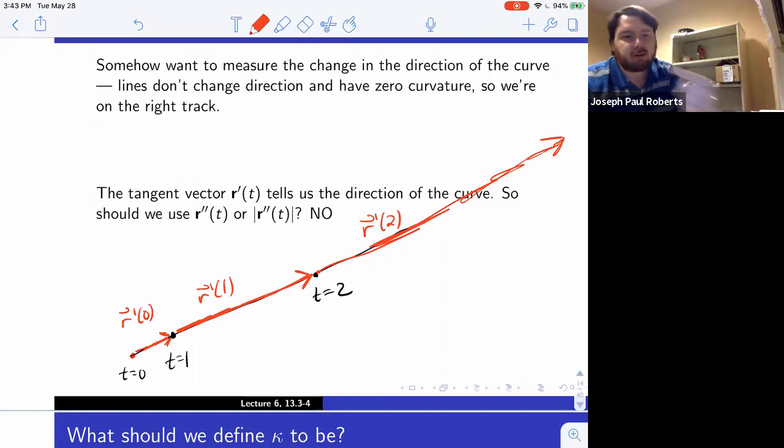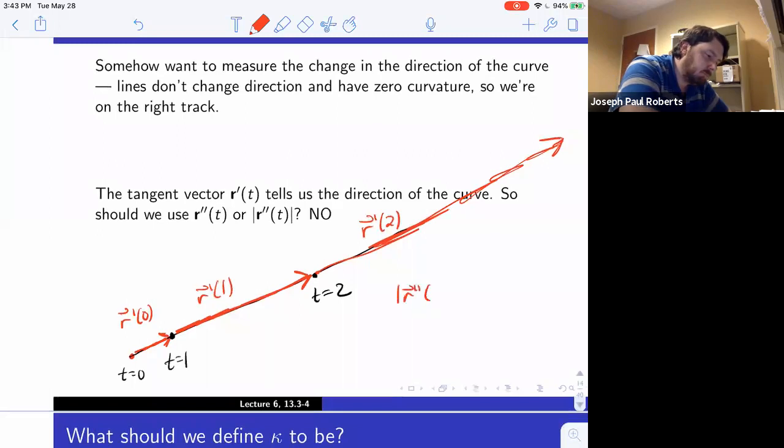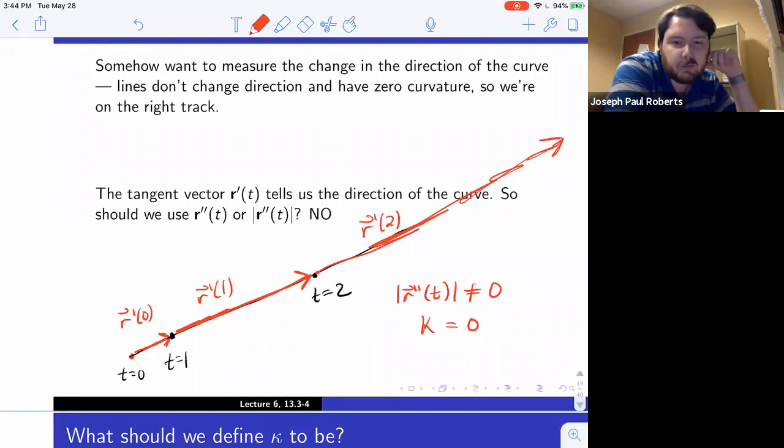So it's accelerating in a straight line, but these vectors are changing, right? R prime's direction isn't changing, but it is getting longer. So r double prime isn't 0 in this case, but we already said that we want the curvature to be 0 if it's moving in a straight line. So this is why we don't want to use r double prime as our definition of curvature.